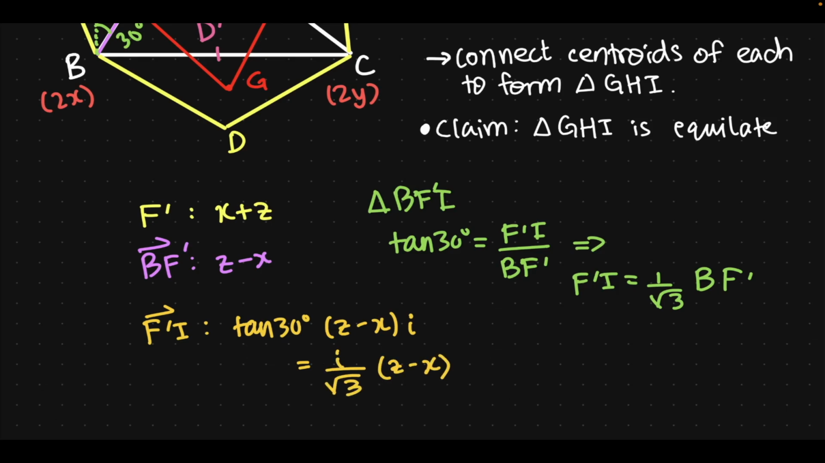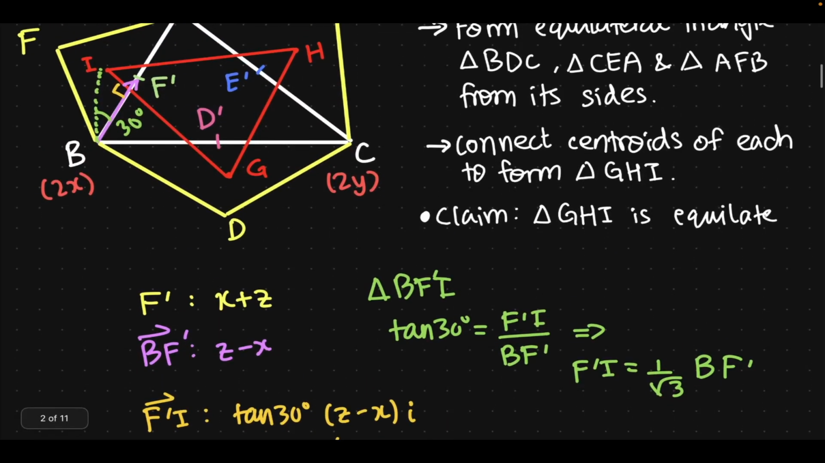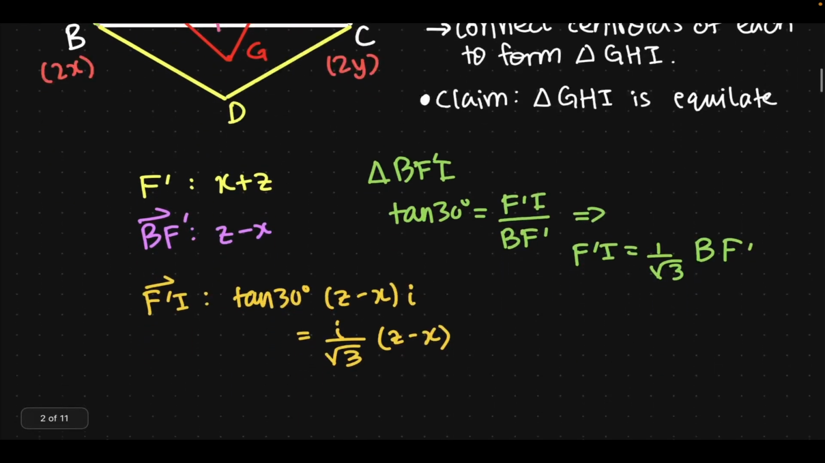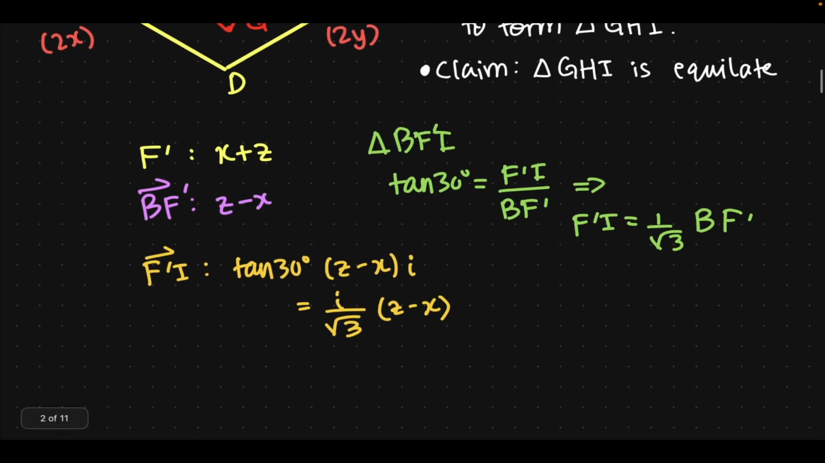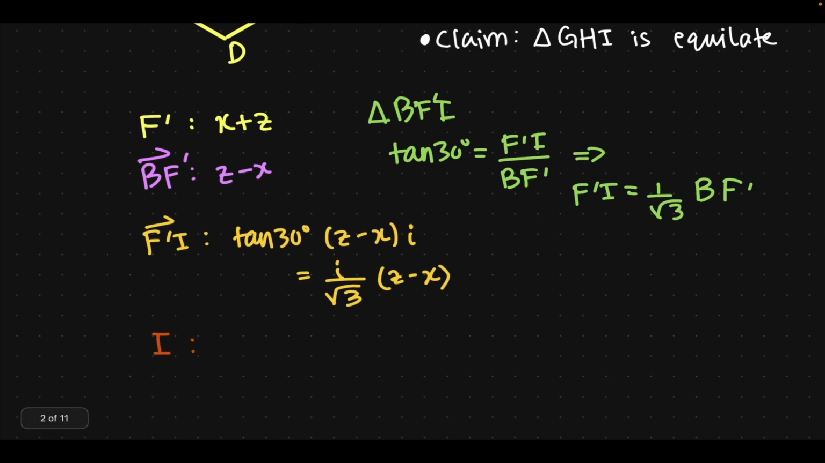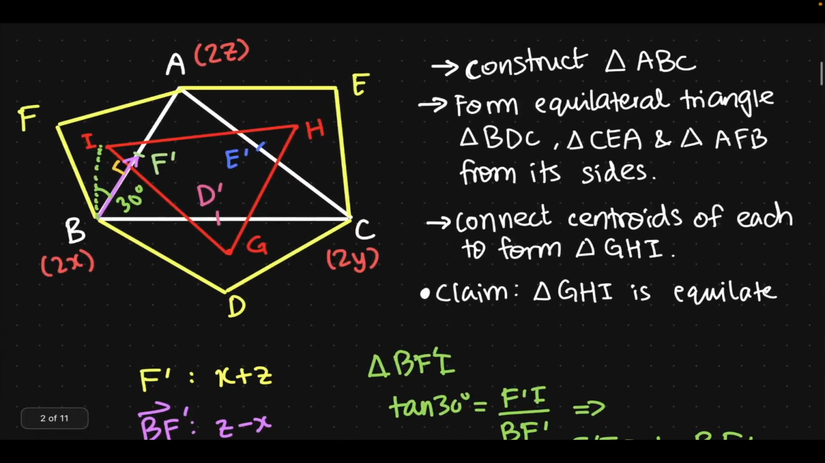So this is going to be I over root 3 times z minus x. Now I'm going to use this procedure for all the other sides, because that's all we need. But before we proceed to the other sides, let's complete the calculation and find I. I is just vector F prime I, and then add the coordinates of F prime back to it. So we get x plus z, plus I over root 3 times z minus x, and that's it. That's where we're done for this side. We're done for the first side.